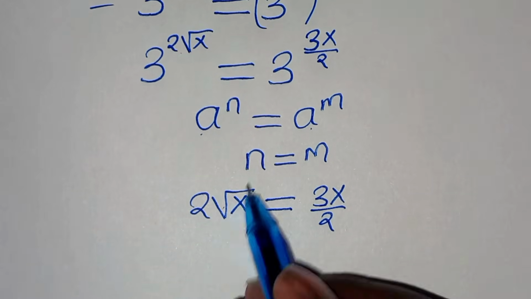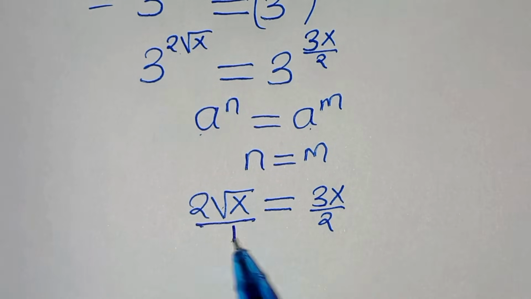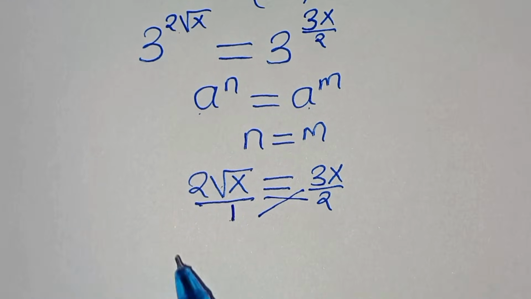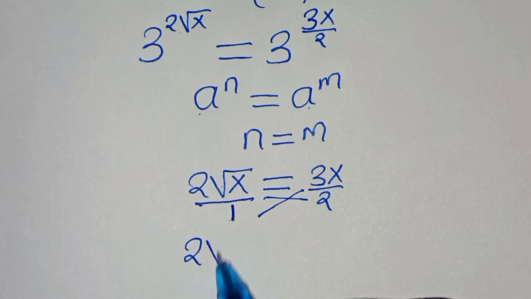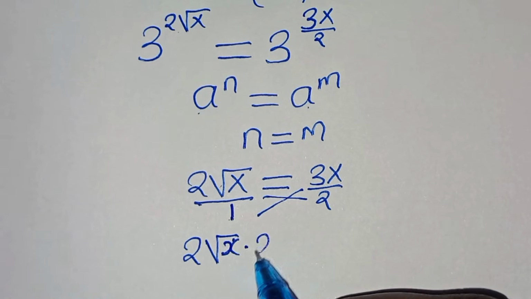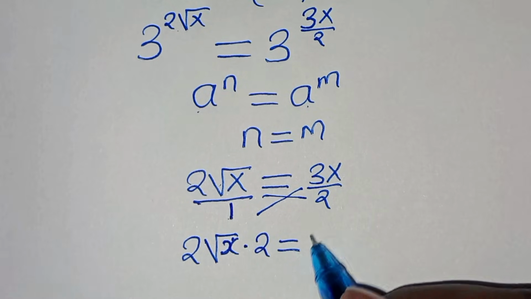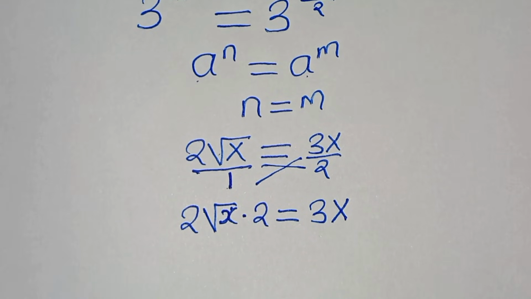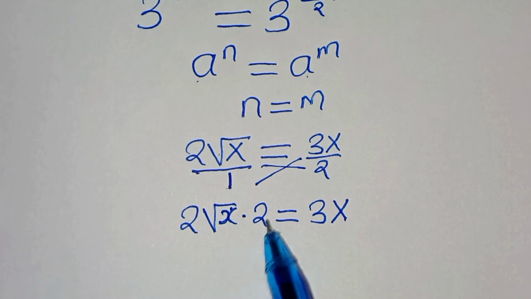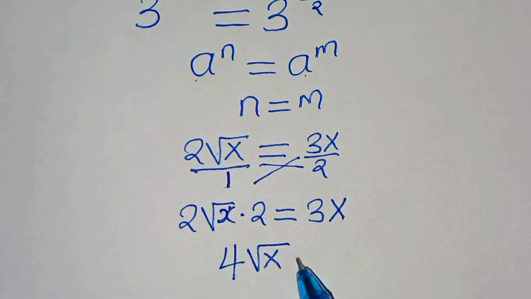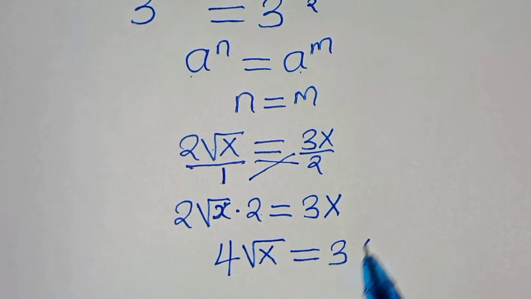So 2 times square root of x is our number, so this is over 1. So let's cross multiply from here. And this means we have 2 multiplying by square root of x times 2. This is equal to 3x times 1, which is 3x. So we have 2 square root of x times 2, which is 4 square root of x. This is equal to 3x.